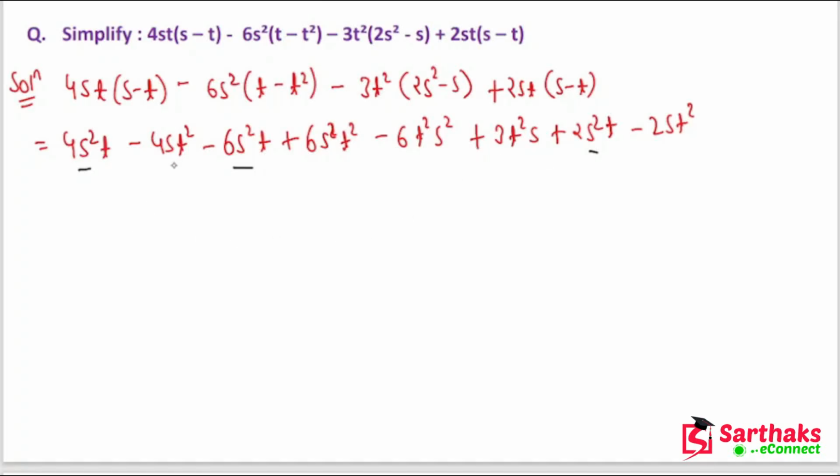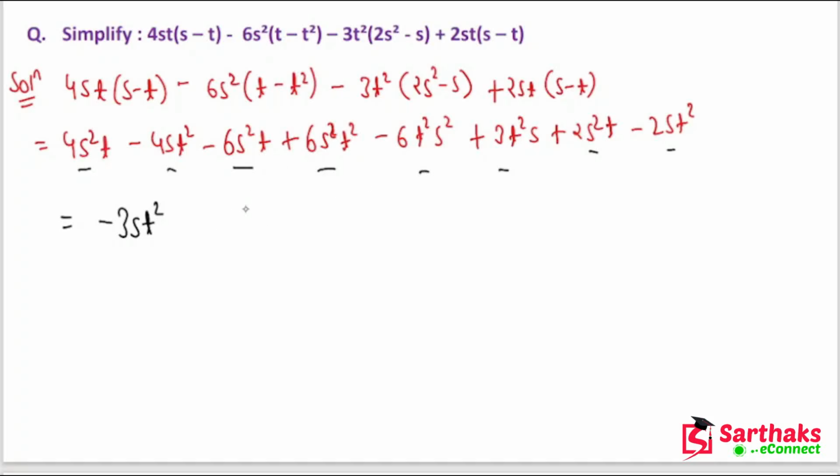Now minus 4 st square, so let us see st square, yes, st square, so minus 4, this is also st square, so minus 2 st square plus 3 st square, it would be 1 st square, 1 st square minus 4 st square, it would be minus 3 st square, right? Now it is 6 s square t square minus 6 s square t square, so it would also be cancelled out. So this would be the final answer.